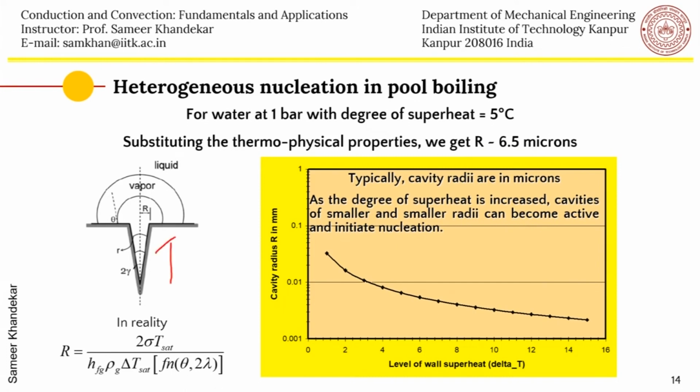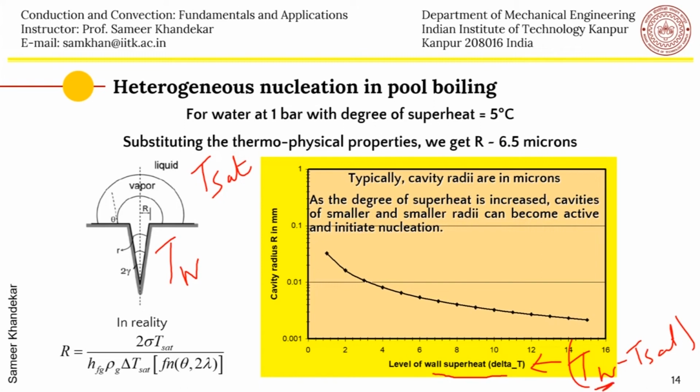And the cavity radius R, which we just got in the previous slide. So what it tells you is that as the level of superheat becomes higher and higher, so if you keep on increasing the wall temperature, you will see that smaller and smaller cavity radii become active. So you can see here, R becomes smaller and smaller. So what it actually means is that when you increase the delta T, more nucleation sites become active.